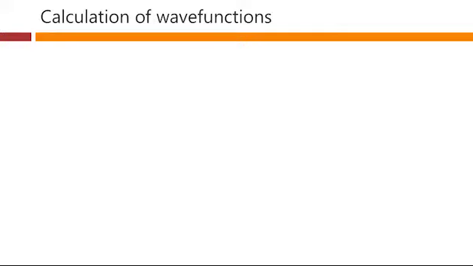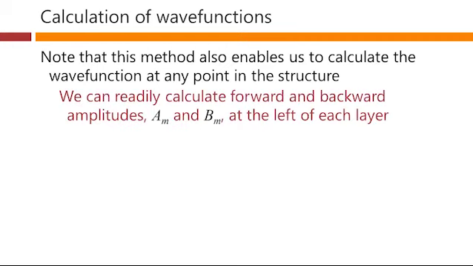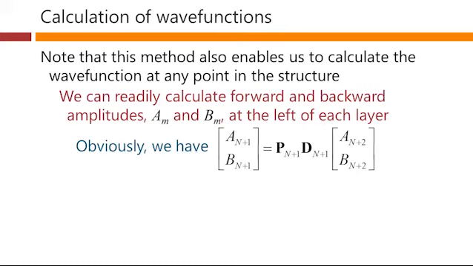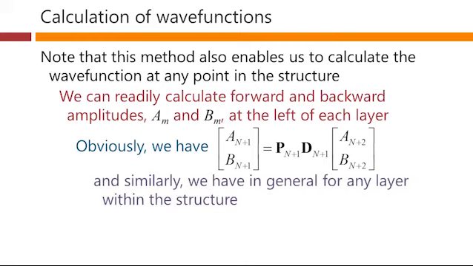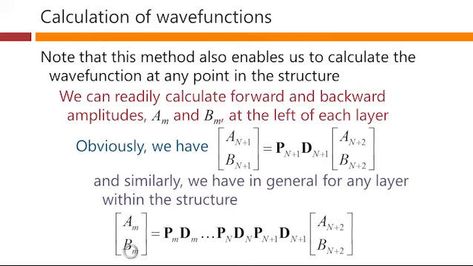We can also calculate the wave functions at any point in the structure here. We can readily calculate the forward and backward amplitudes at the left of each layer. Obviously, we know how to relate the amplitudes just inside the n plus 2 layer to the amplitudes just inside the n plus 1 layer at the left by having a boundary condition, then a propagation matrix. And similarly, we have, in general, for any specific layer in the structure, this formula for working out these amplitudes.